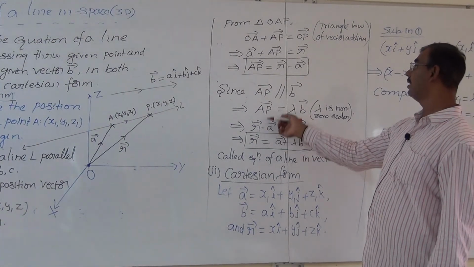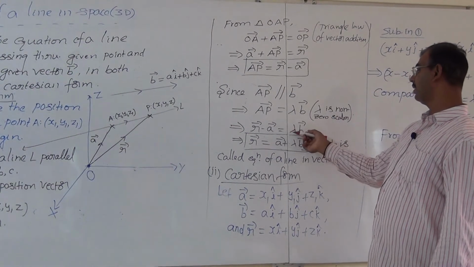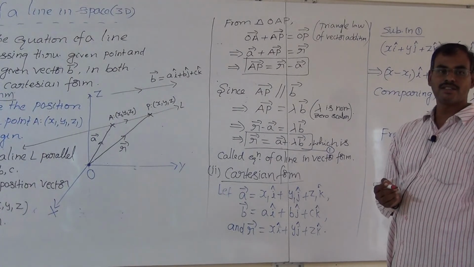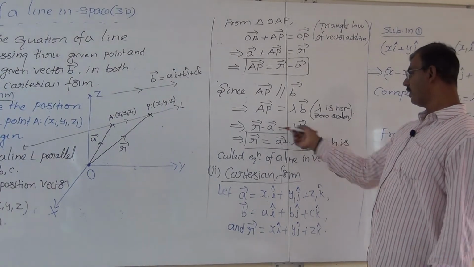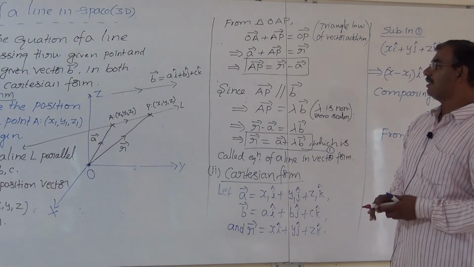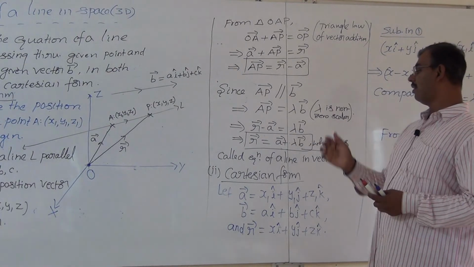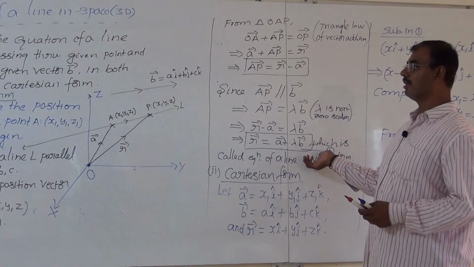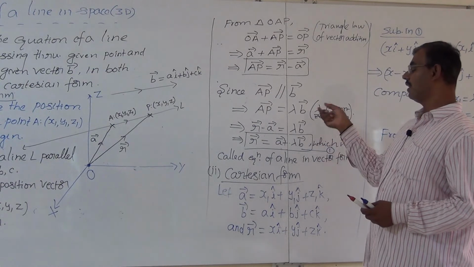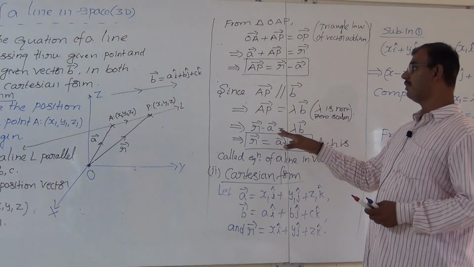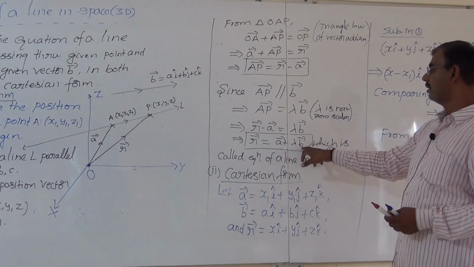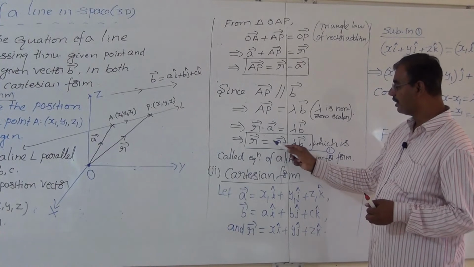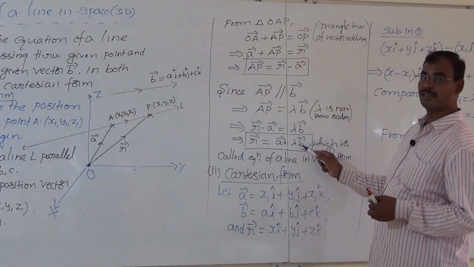So what is the AP vector? We got R bar minus A bar equal to lambda times B bar, where lambda is a non-zero scalar constant. So R bar is equal to A bar plus lambda times B bar. It is called the equation of a line in vector form. All of you remember, this is a very, very important theorem. The equation of a line in vector form is R bar equals A bar plus lambda times B bar.